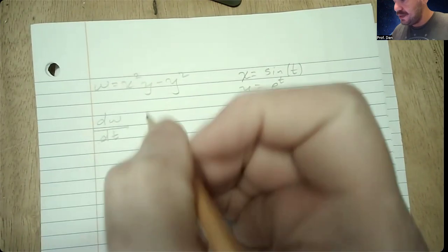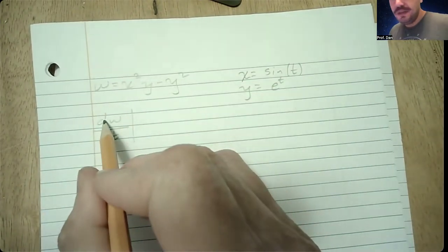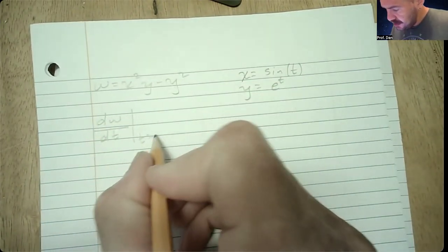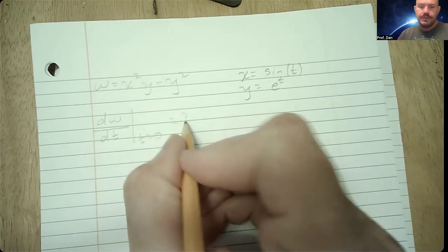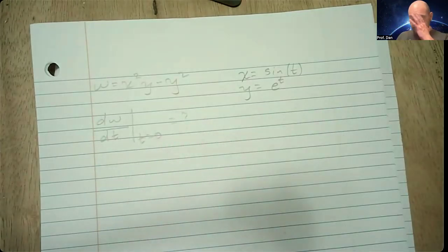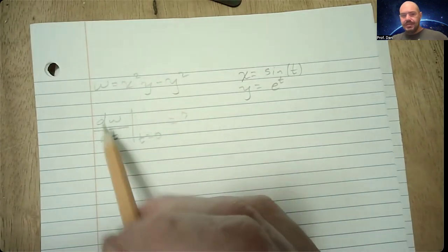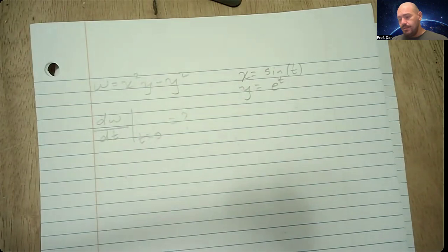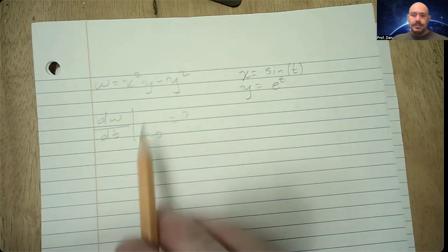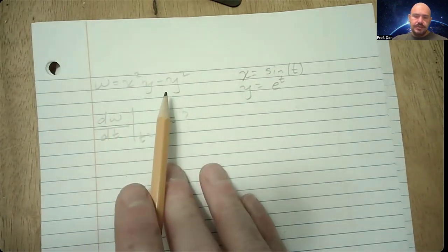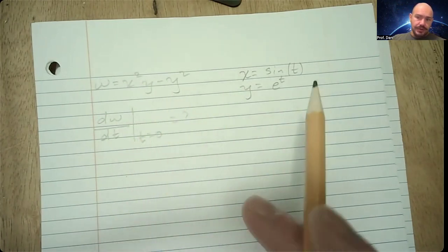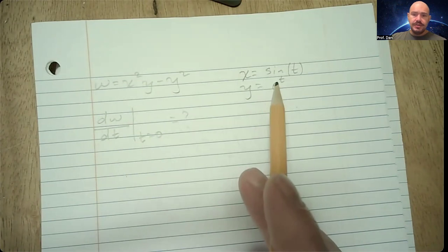Notice I'm using a regular d and not the partial d, when t is equal to 0. Okay, so first off, remember this notation implies that w is a function of just one variable, t. But we can see here that w clearly is a function of two variables, x and y. Both of those happen to be functions of t.